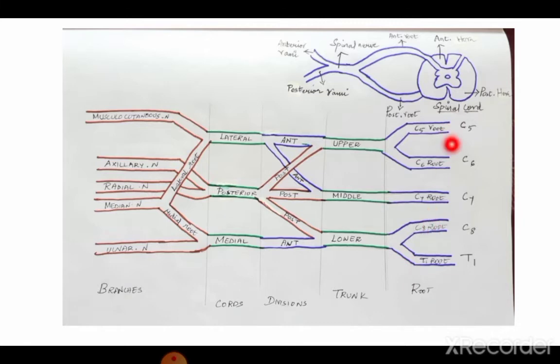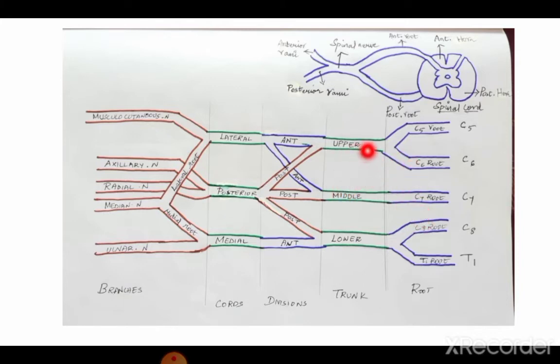So here we can see that the roots from C5 and C6 are joining together to form the upper trunk. There are three trunks: upper, middle and lower. In that, the roots from C5 and C6 join together to form the upper trunk. And the root C7 alone forms the middle trunk. And the roots from C8 and T1 join together to form the lower trunk. So there are three trunks and they are the continuation of root.